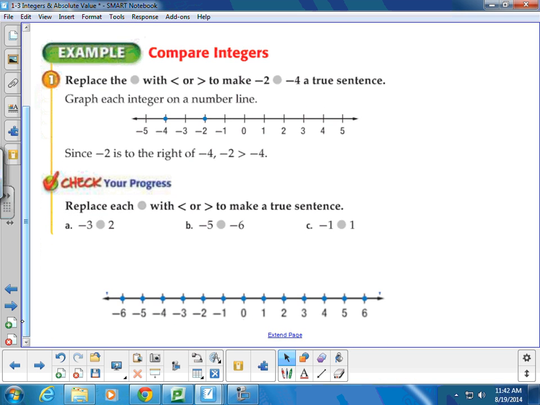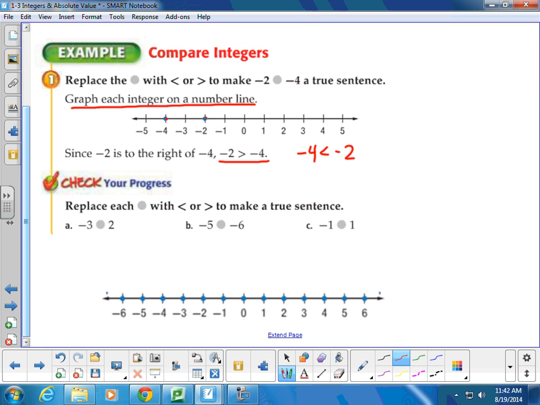Okay, so we're going to replace the shaded circle with a less than or greater than to be able to tell what -2 is compared to -4 and to make it a true sentence, which is the important part. You can graph the integer on a number line on those coordinates to help you see. Well, I see that -4 is further left than -2, or I can say -2 is further right. So they wrote it as -2 is greater than -4. I could have written it as -4 is less than -2. Both of those are true statements. You can rearrange them to say the same thing.